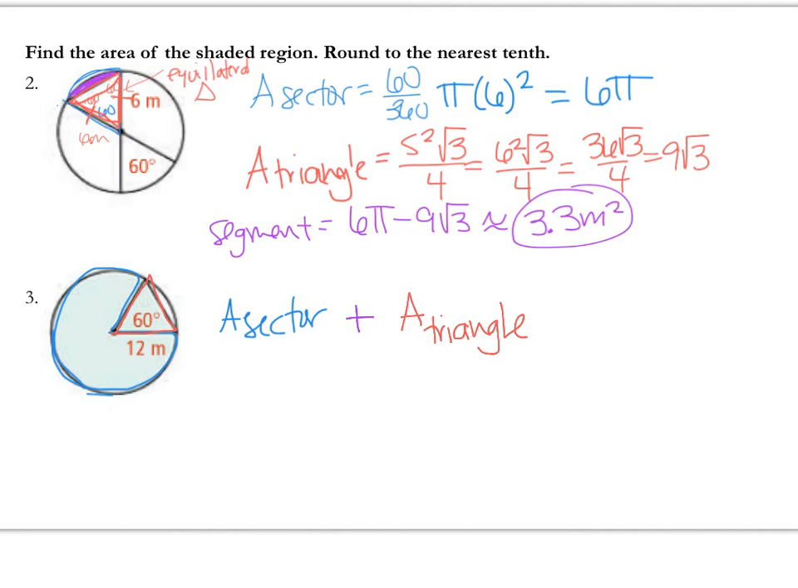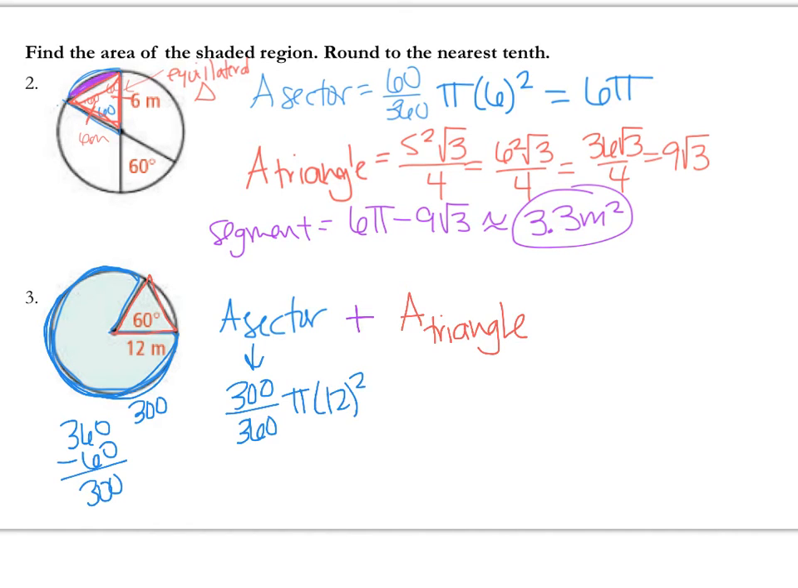So for the area of the sector, the bigger section is what's shaded. So it's not 60. We have to do 360 minus 60, which is 300. So that's 300 over 360 times pi times the radius squared. That's our sector formula. So it's 300 divided by 360 times 12 squared. This is 120 pi.